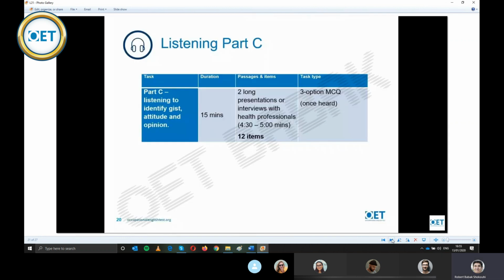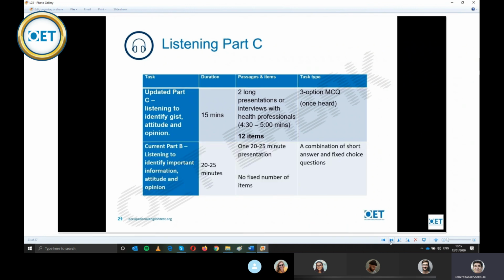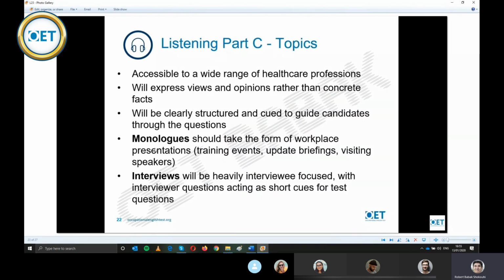Part C, 12 items. And obviously you hear only once. They're not repeated. And there are 2 long presentations or interviews, usually 4.5 to 5 minutes each. And each of them has 6 questions. Most of the time, you will have a monologue and an interview. So they try to give one of each, but not always. There is no guarantee.